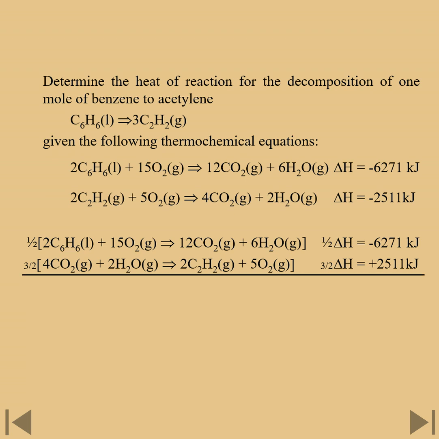When we do add these together at this point, everybody cancels, but 1 benzene goes to 3 acetylenes. All the carbon dioxides, waters, and oxygens cancel. And do note, I now have my enthalpies added together. I already identified that's going to be half of negative 6,271 kilojoules plus 3/2 of a positive 2,511 kilojoules.